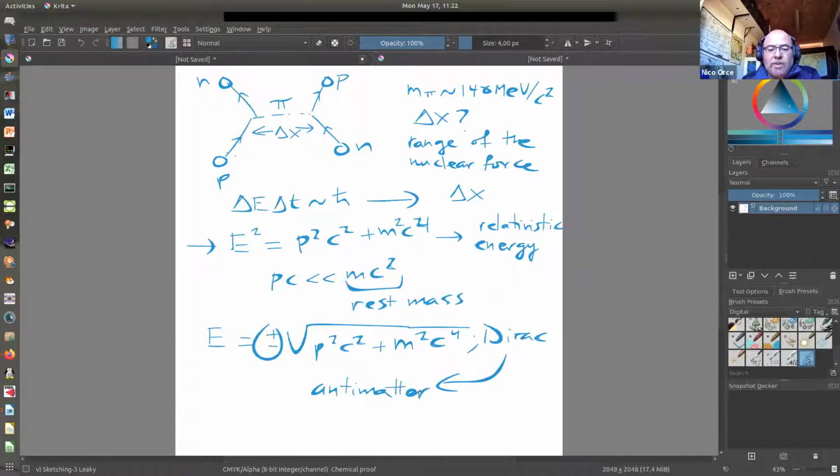Because there was a positive and negative energy. And this is a footnote I want to make here for you to understand the relevance of this equation. Now, if we assume that the rest mass is the dominant part of the energy, this energy reduces to the well-known Einstein's formula, right? So, assuming Einstein's formula, we deduce that delta T is about h bar over mc squared.